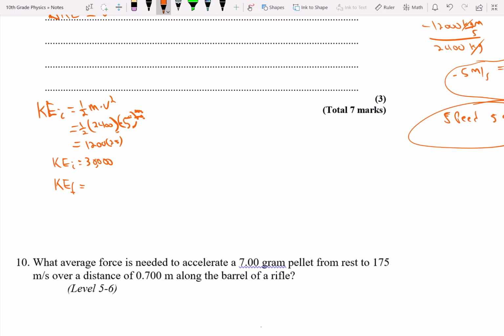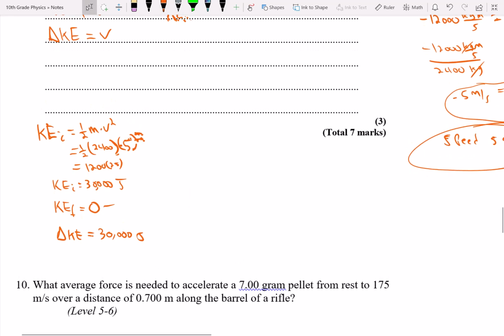The final kinetic energy is just 0, right? So the change in kinetic energy is just going to be 30,000. And remember, these are joules, right? We measure kinetic energy in joules. So change in kinetic energy is 30,000. Remember that work is the same thing as change in kinetic energy. So our work is 30,000 joules.